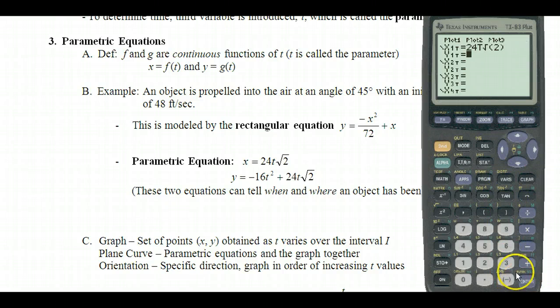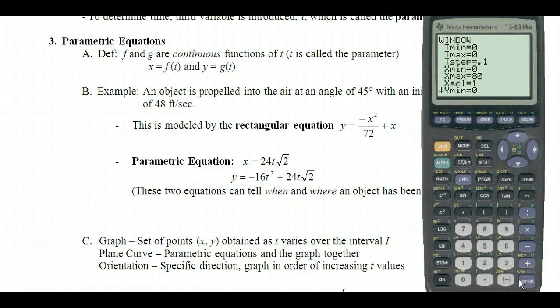And our y is negative 16t squared plus 24t square root 2. And now when we look at our window setting, the minimum is at -1. Well, that doesn't really make a lot of sense because we're not going to look at a negative time if we're throwing an object or propelling an object into the air. So I'm going to stay from 0, basically that means 0 seconds, and then our maximum.